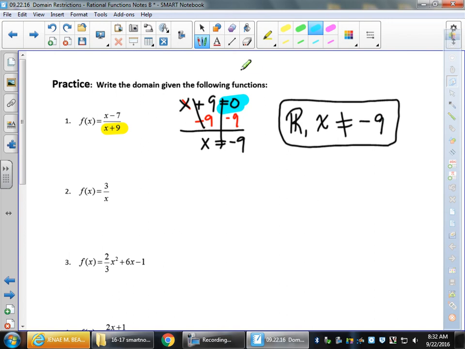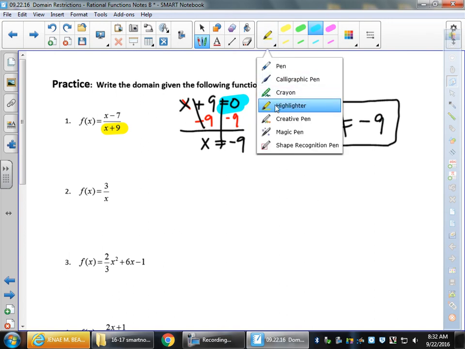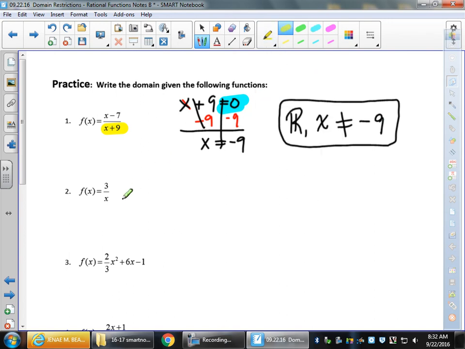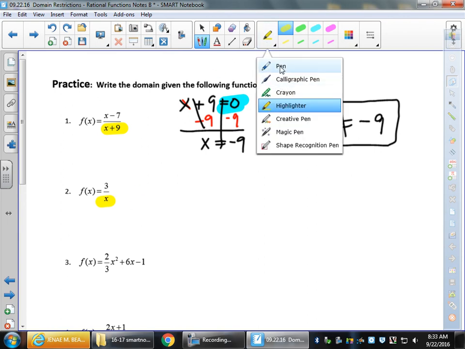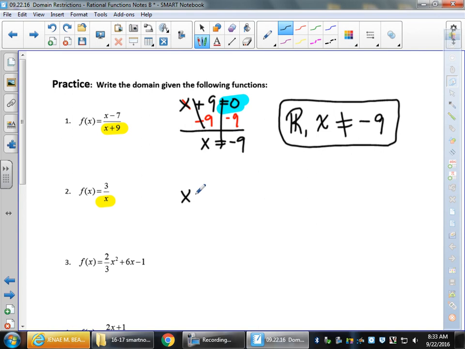How about for number 2? What are we going to highlight? Highlight the denominator, x. What are we going to set up? Any work involved? No. So my answer, all real numbers, follow the same sentence here. All real numbers, x not equal to 0.